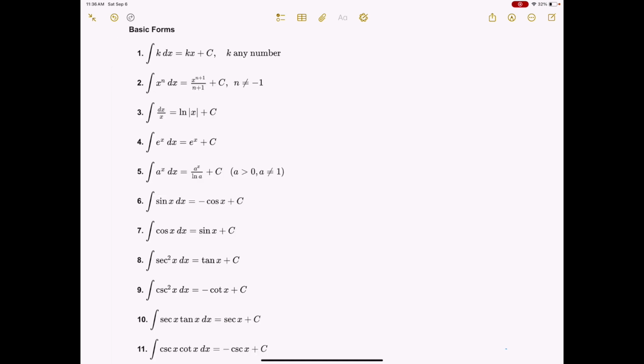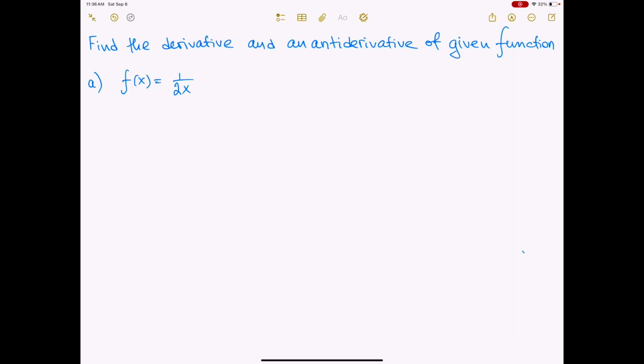It is very rare to have a simple question of integration where all we need is just the basic form. So let's look at the more typical examples that require paying attention to what exactly we're trying to find and which rules are applicable. Find the derivative and antiderivative of a given function.